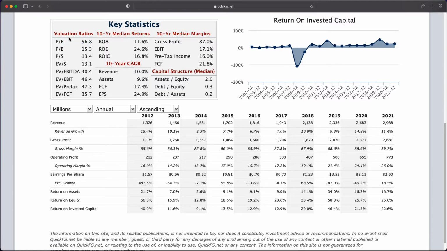Now, why is valuation so high? Why is it overvalued? It's probably because of these 10-year CAGRs. You see 10-year revenue growth of 10%, asset growth of 9.6%. I like that these assets are growing less than revenue, and I love to see that free cash flow is growing at 17% and EPS is growing at 25%. Anytime you can sustain EPS growth of 25% over a decade, that's amazing. It can lead to very, very strong returns over the course of time.